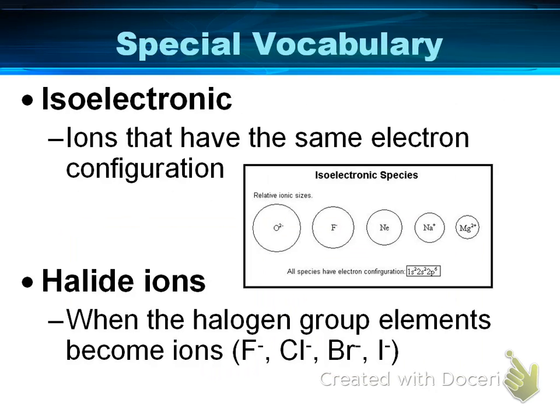Now, another term I just want to go over really quick because I use it all the time. Halide. So everyone say that word, halide. Yeah. And these are the halogen group elements when they become ions. So group 7A or group 17, when they become F minus, Cl minus, Br minus, I minus, we don't say chlorine anymore, we say chloride. Hence the word halide, okay? And the reason this is an important term is because 99.9% of the time, these elements come to you as an ion, halide. F2, nasty gas.